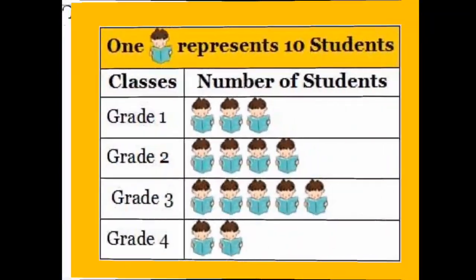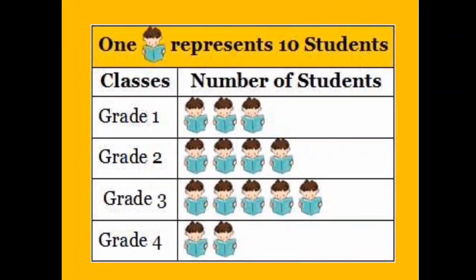Here also you can see the picture of different students reading books. One student represents 10 students. Different classes are given: grade 1, grade 2, grade 3 and grade 4. So you can conclude that in grade 1, 3 children are given, so 10 threes are 30, because one child is representing 10 students. So hope you all are clear with pictograph.